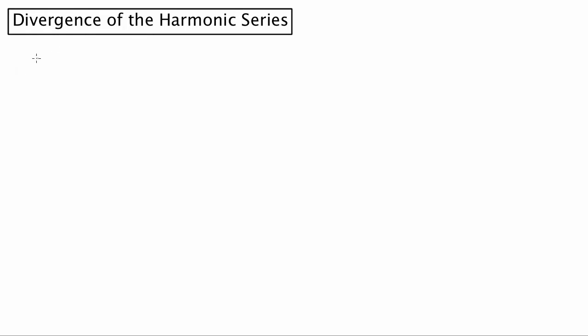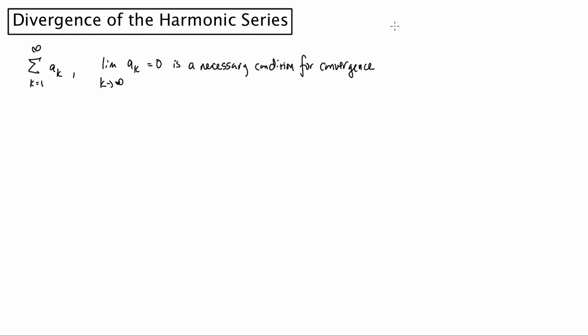Recall from the divergence test that if you have a sum, an infinite series here, then what we learned was that the limit as k goes to infinity of a sub k equaling 0 is a necessary condition for convergence. Meaning that if the series is going to converge, then we know that the limit of the terms went to 0. But here is the issue.